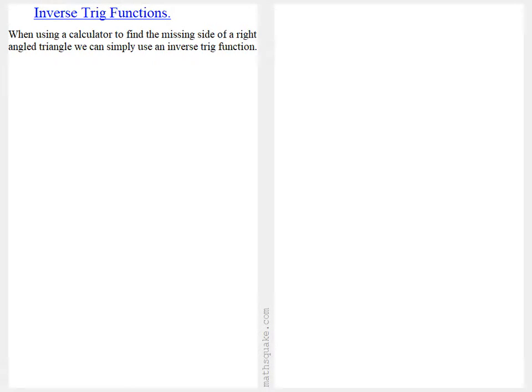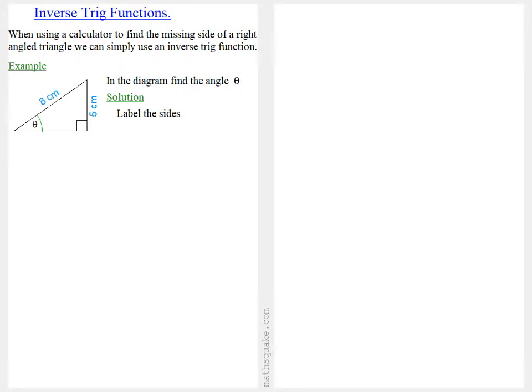Inverse trig functions. When using a calculator to find the missing angle of a right-angled triangle, we can simply use an inverse trig function. For example, if we've got a triangle with sides 5 cm and 8 cm, and we want to find the angle theta, the first thing to do is label the sides of the triangle. And we see that the sine of theta is the opposite over the hypotenuse, which is 5/8.